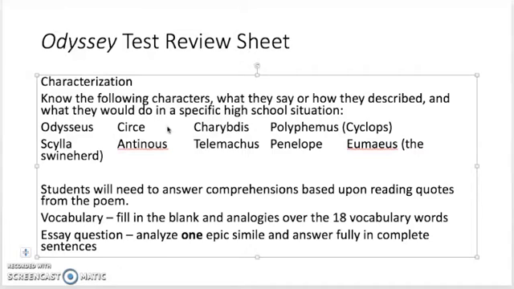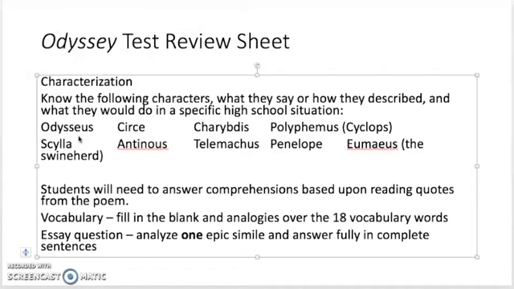The last one, which I think is the most enjoyable, is that I will drop some of these characters, three questions in all. So three of these characters will be dropped into a specific high school situation. So I might say Odysseus is in the high school lunchroom and someone steals his lunch. Which of the following is he most likely to do? And then you would have to tell me that he would do B because it makes the most sense.